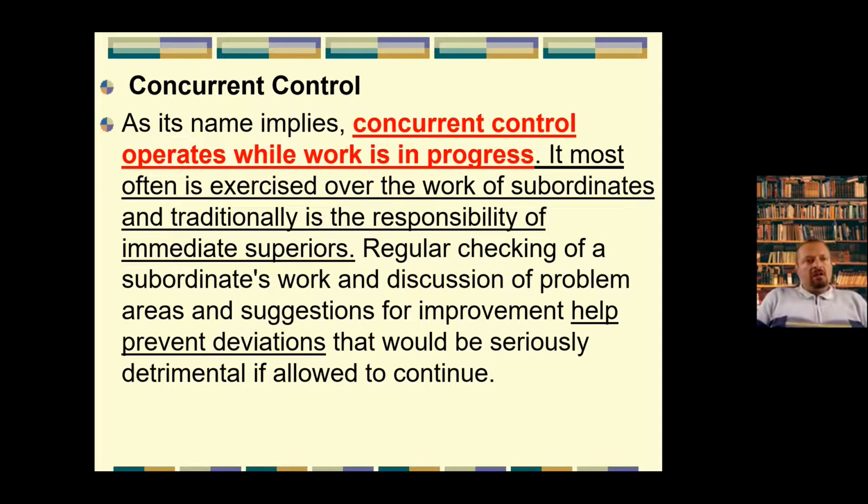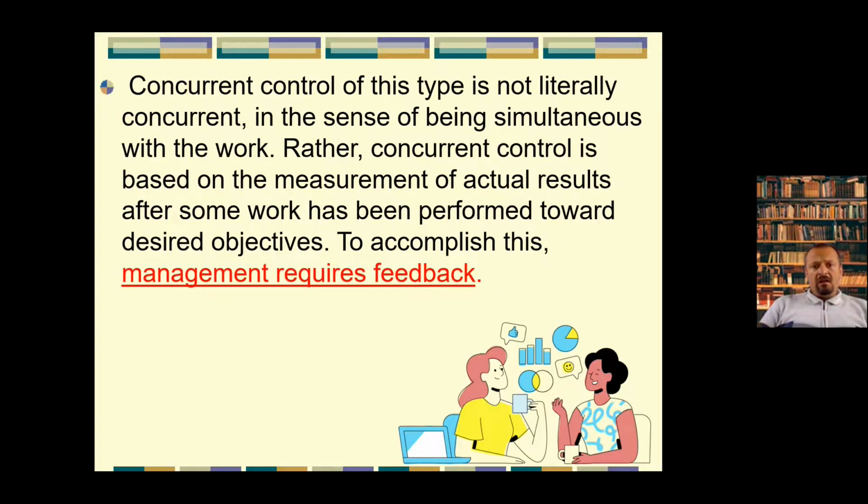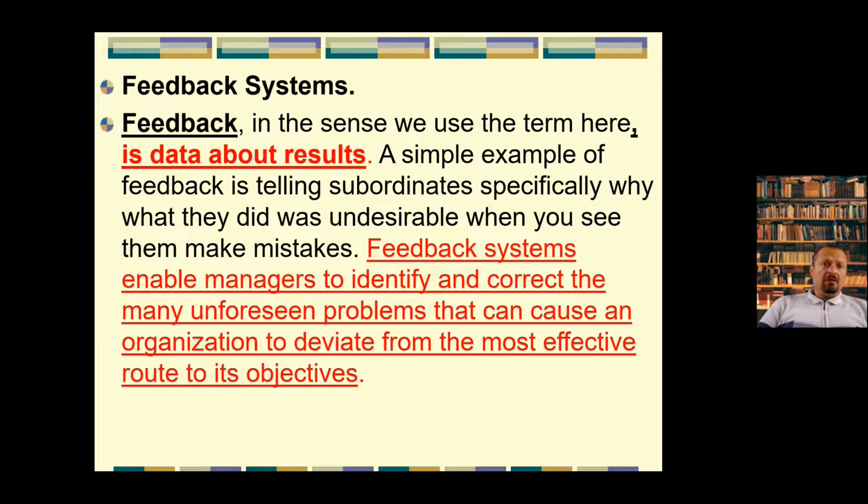The second type of controlling is concurrent control. Concurrent control takes place when the work is in progress, so in parallel. To use this type of controlling, we have to build an appropriate feedback system. And if we organize a feedback system, it is data about the results in real time. It helps us to prevent big deviations in future.